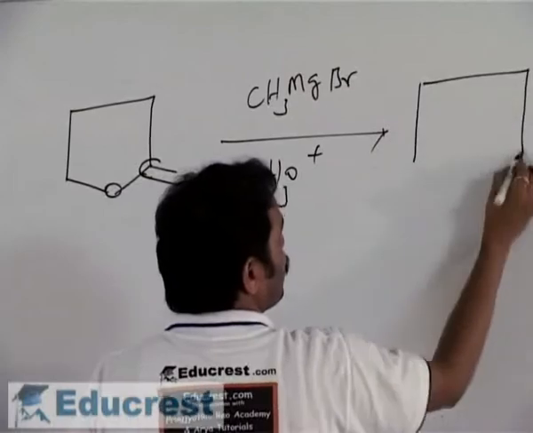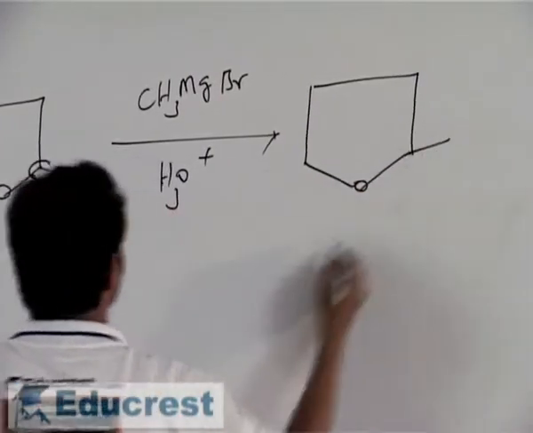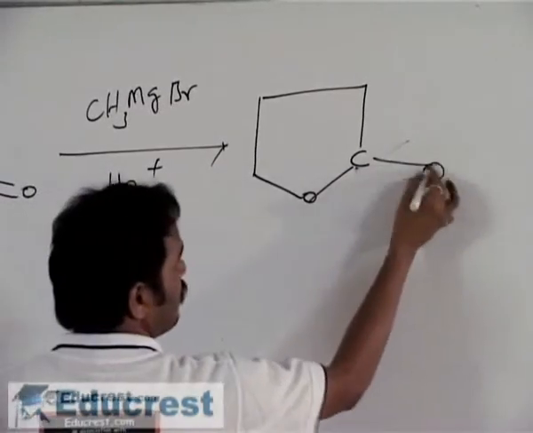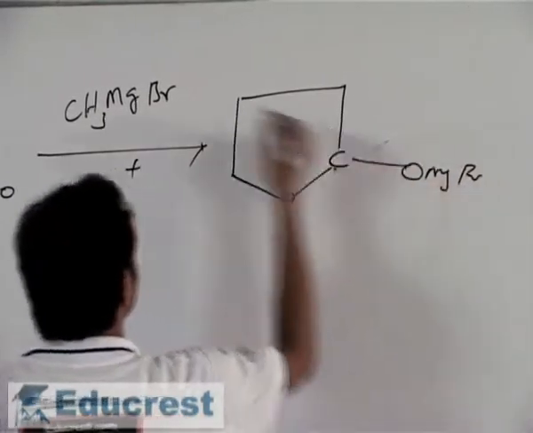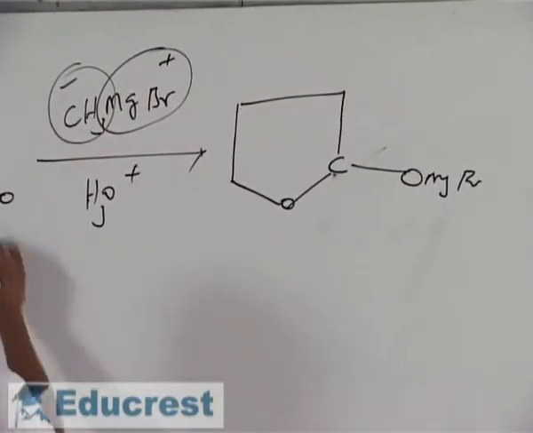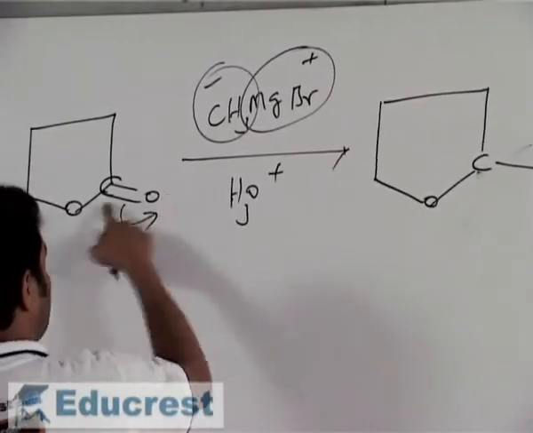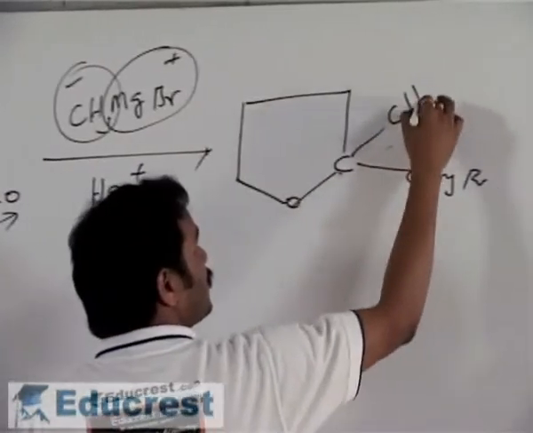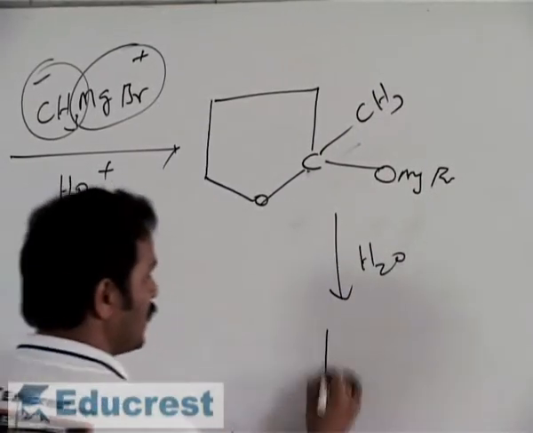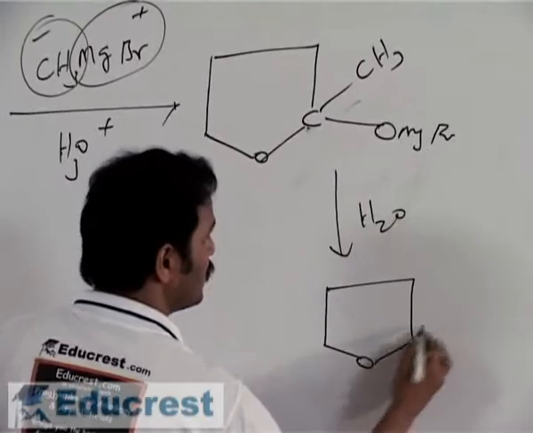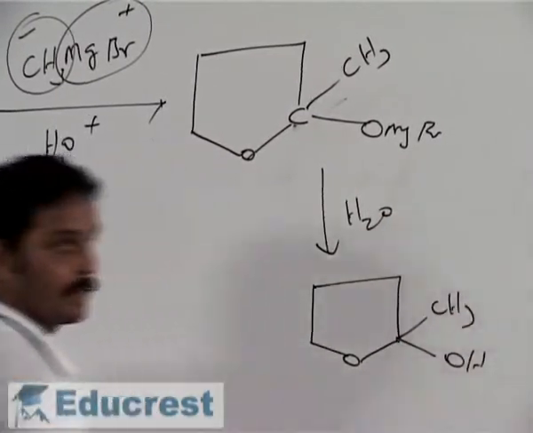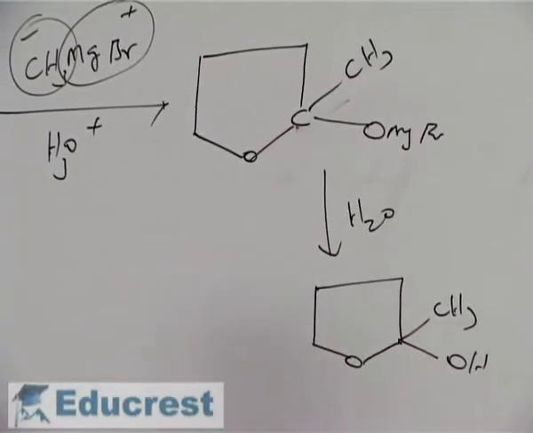So first step, C, this is C, OMgBr, this is more polar, this is negative, this is positive. So CH3. Now on hydrolysis it gives rise to the compound CH3 and OH. If you take 1 mole, that is the reaction.